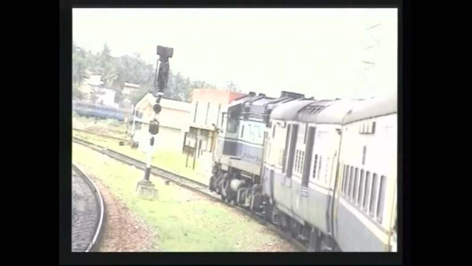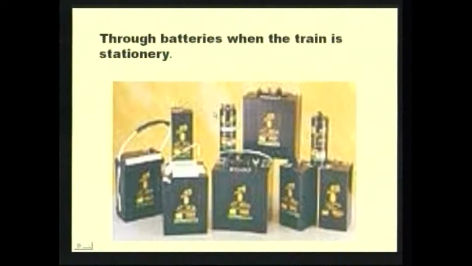See here we have batteries used in trains also. The batteries in trains are used when the train is stationary. These are the batteries we use when the train is stationary. A battery consists of a number of cells connected either in series or parallel or both according to the requirement and act as the source of power.